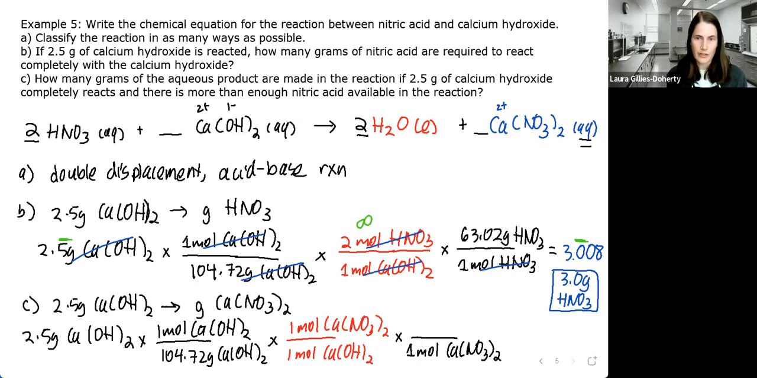So let's figure out what that is. We've got calcium plus 2 nitrogens plus 6 oxygens. So I get 164.10 grams.